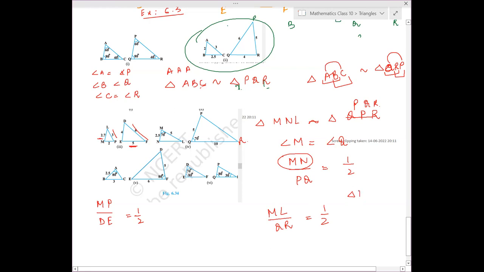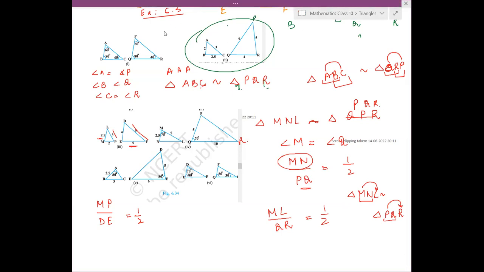Okay, let's not put it in between. If I start from MN, then similar to triangle, so PQ. So I should start with PQ here and then write the third thing. So MNL will be similar to PQR. Is that okay? Now MN will be in proportion to this, and then your ML will be in proportion to PR or QR. Oh, there's some confusion again. Let's write it again.